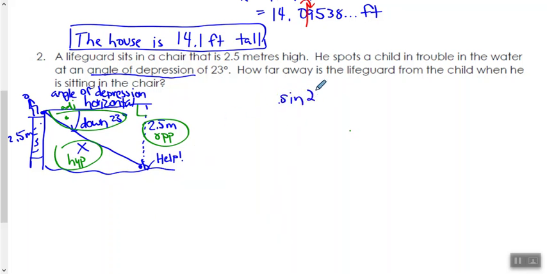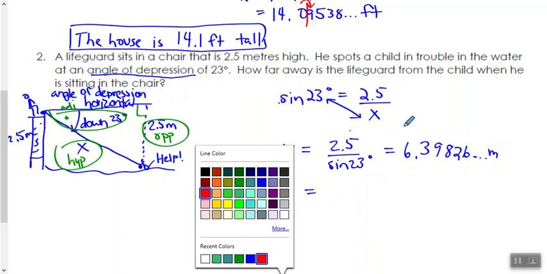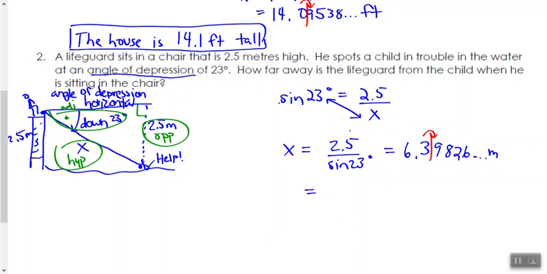So sine of 23 degrees equals my opposite, which is 2.5 meters, divided by my hypotenuse, which is x. Right? And then if you just remember how this works, if I have x in the denominator, it's going to switch spots with that sine 23. So it'll be x equals 2.5 divided by sine 23, just cutting out that middle step. And then in your calculator, 2.5 divided by sine 23 should get 6.39826, and so on and so forth. And my units here are meters. Or if we just do, once again, one decimal place, that 3 is going to round up to a 4.